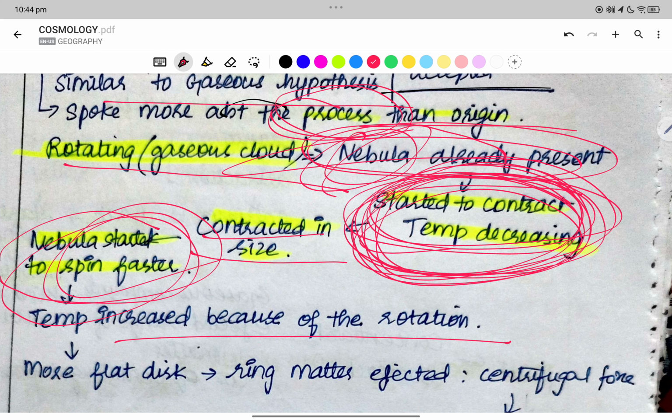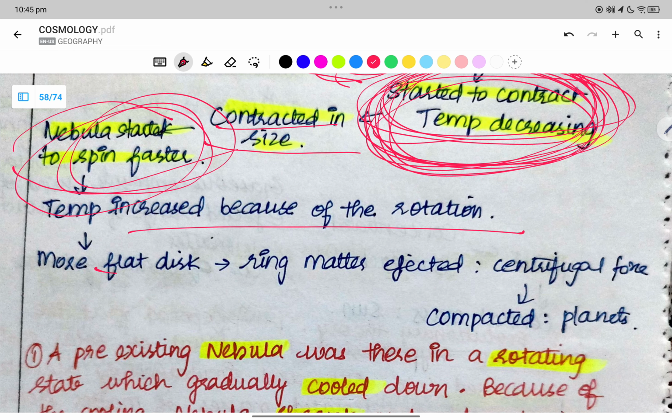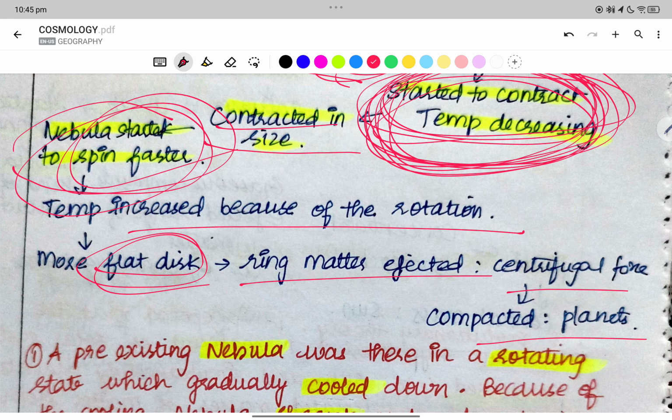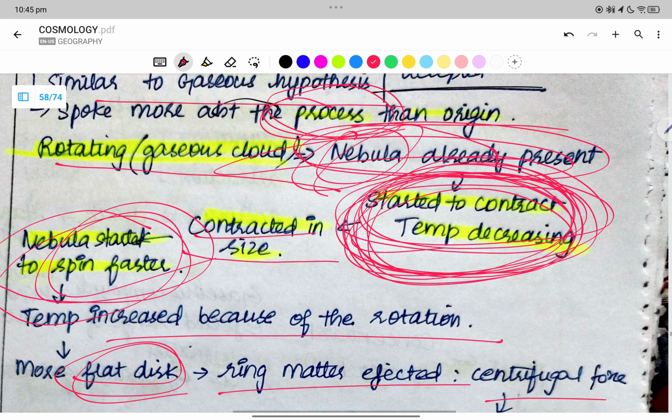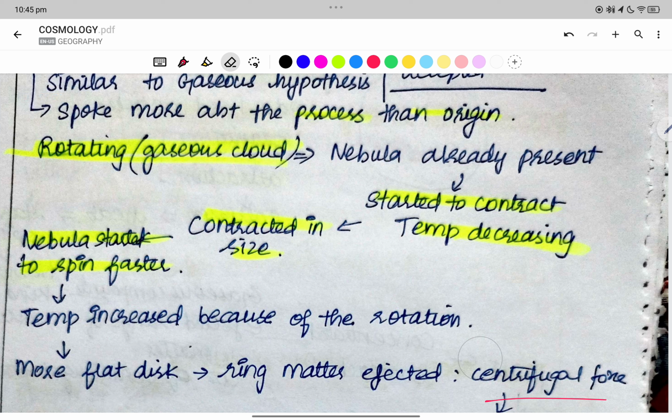Because of the spin, the temperature increased, and it became a flat disk, with ring matter ejected because of centrifugal force. It is nothing but a slightly altered process of the gaseous hypothesis. That is why the names are gaseous and nebular. In the gaseous hypothesis, we have the gases first, and then because of collision, the temperature is increasing. In the nebular hypothesis, we have the nebula.